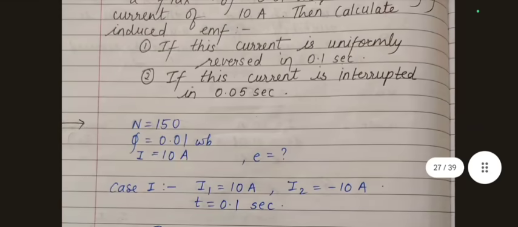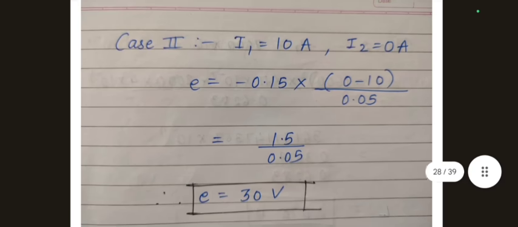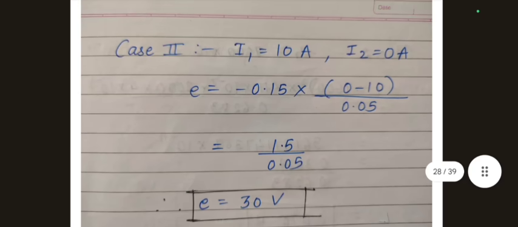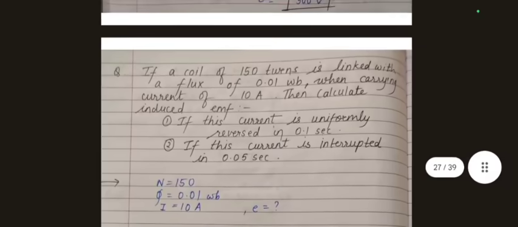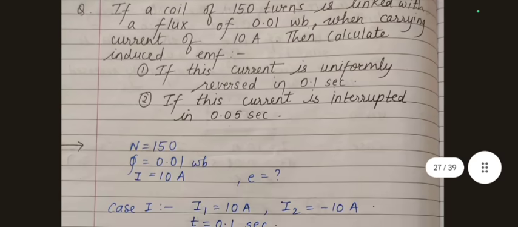Now what is the second condition? If this current is interrupted in 0.05 seconds, that means what? See how you can take the condition. Case 2, I1 is 10 ampere but I2 will be 0 ampere. Why? The word interrupted is used. Interrupted means switched off. So here your I2 will become 0 ampere, but here the change in time is 0.05 seconds.